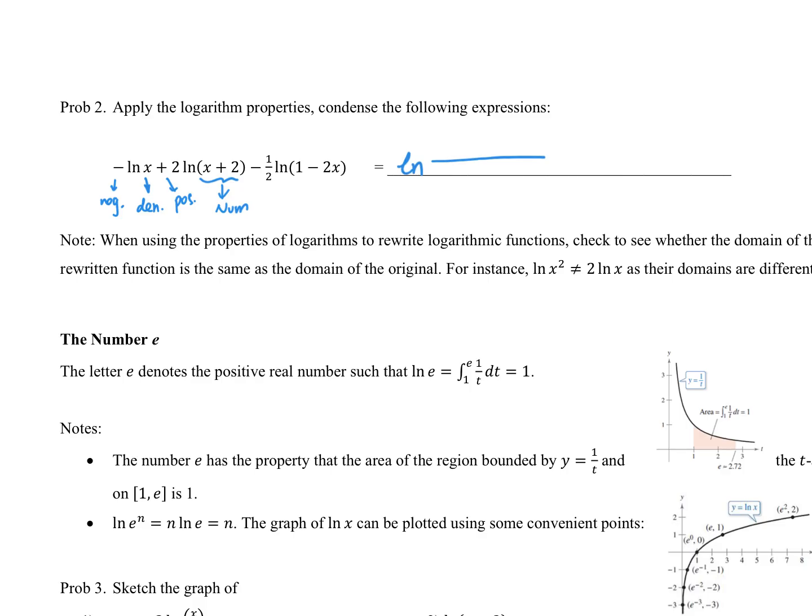So what's in the numerator? The one with positive sign. So it's going to be x plus 2 squared in this case. And this one will be in the denominator because of the negative sign. So it will be x. And the next one, 1/2, becomes the exponent, which is the square root. And because of the negative sign, it will be in the denominator.